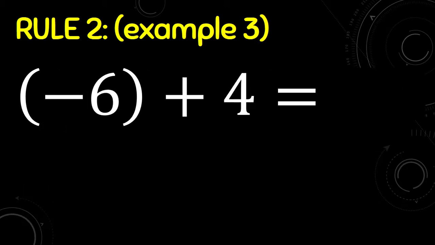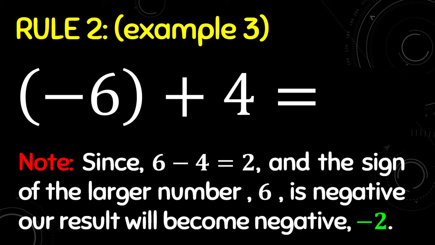Another example, we have here negative 6 plus positive 4. It is equal to negative 2. Why is that? We use 6 minus 4, and 6 minus 4 is positive 2. Yet the larger number is 6, and the sign of 6 is negative. So our result should also be negative, and that is negative 2.